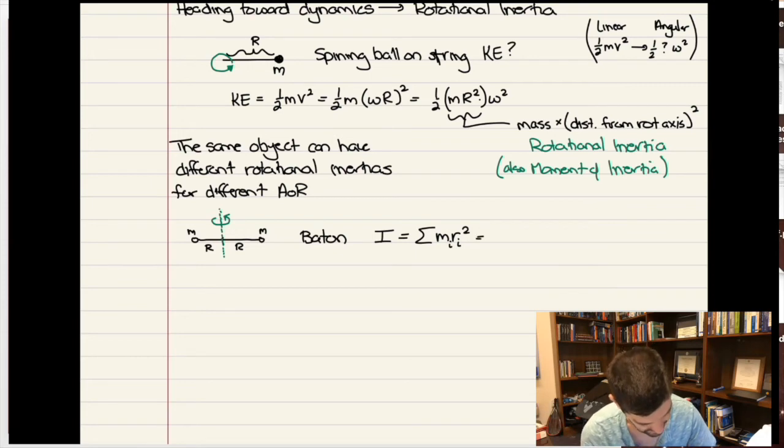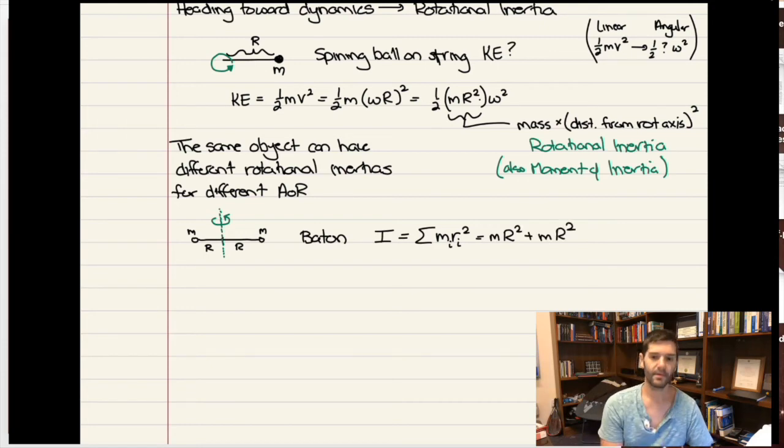So in this case, it would just be m big R squared plus m big R squared. The mass on the left is a distance capital R from the axis of rotation, so it's mR squared. The right ball is a distance capital R from the axis of rotation, so it's also mR squared. So in this case, I would say the rotational inertia is 2mR squared.